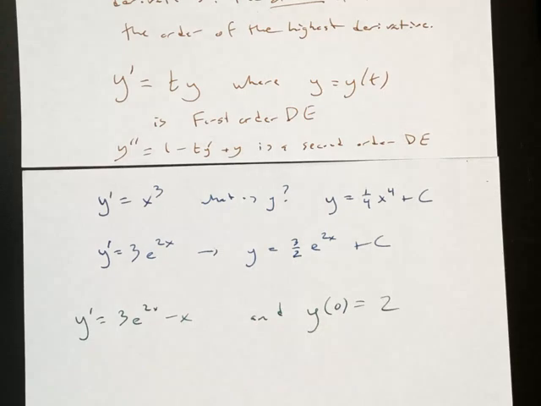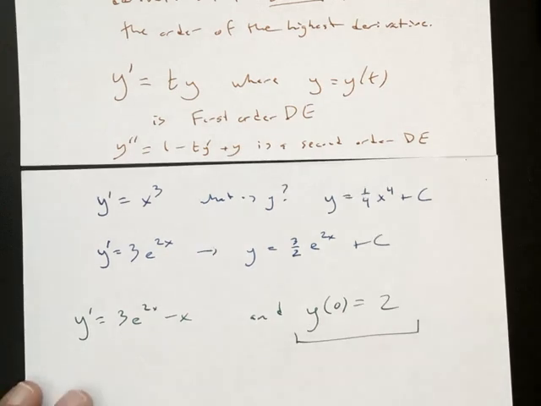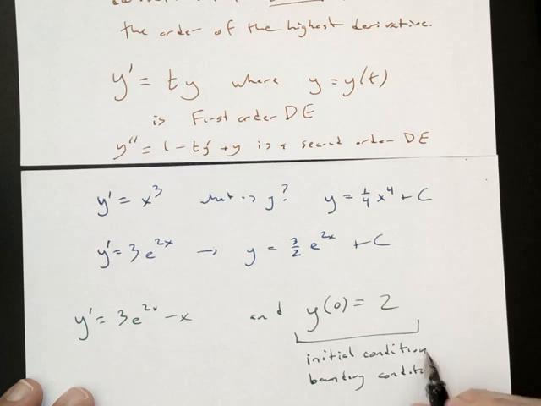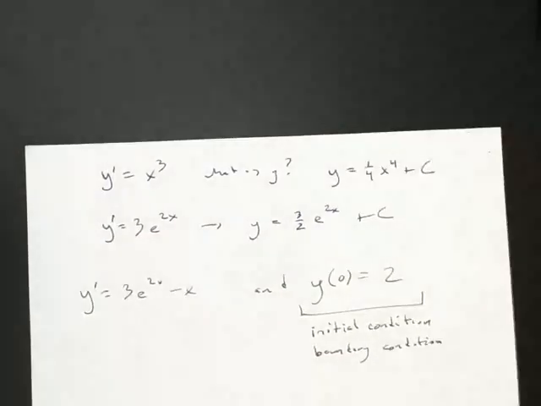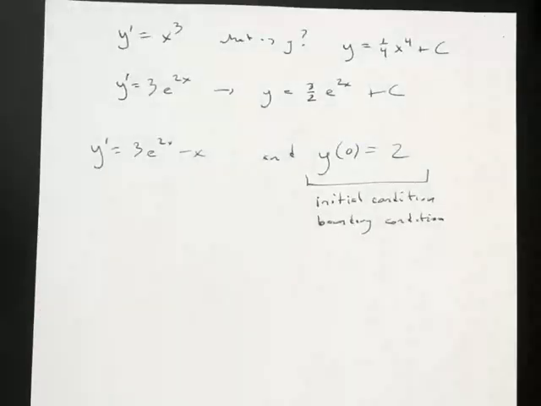I want to solve this differential equation. This extra piece of information is either called an initial condition or a boundary condition. There's a very subtle difference between the two that's not relevant to this class, but I do discuss it in more detail in the general differential equations course. For now, I'll just call them initial conditions. But what do we do with that extra information?